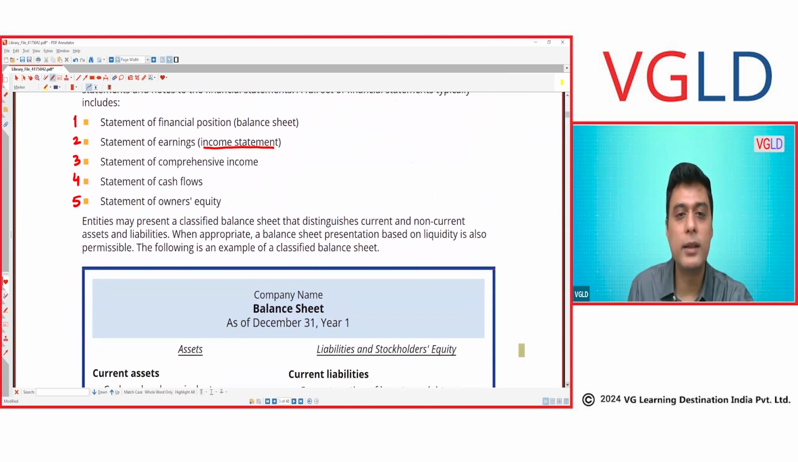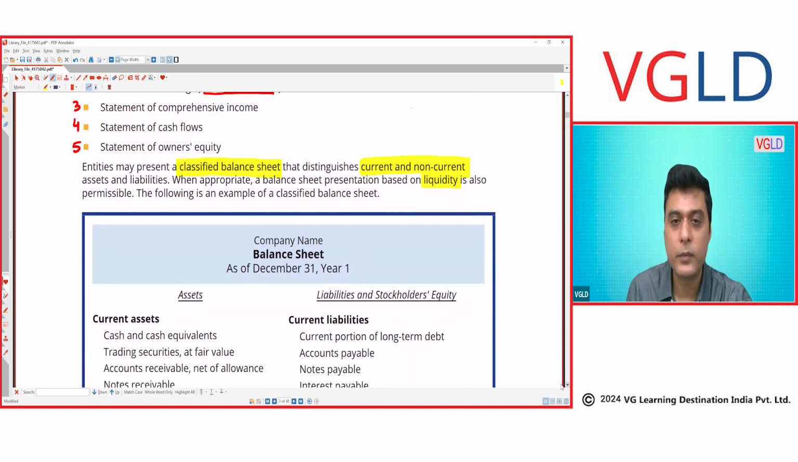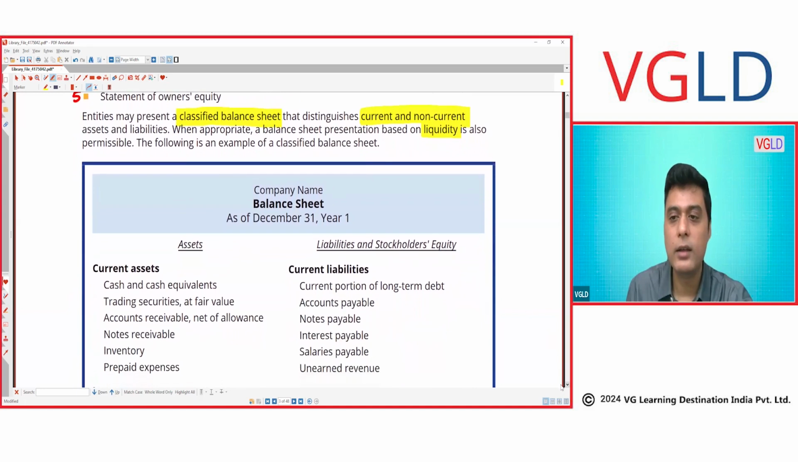Okay, so entities may present a classified balance sheet. Classified balance sheet means that it distinguishes current and non-current assets and liabilities. When appropriate, a balance sheet presentation based on liquidity is also permissible. That means in order of permanency as well as in order of liquidity, both are permissible. Following is an example of a classified balance sheet. Classified is one that distinguishes between current items and non-current items, right?